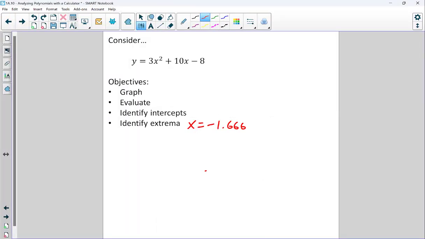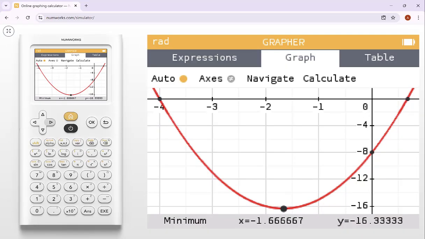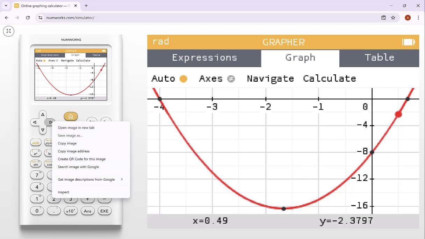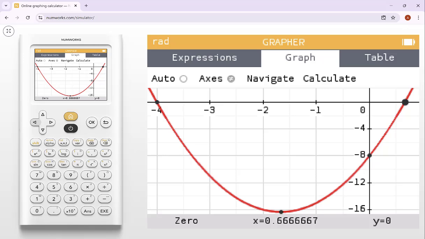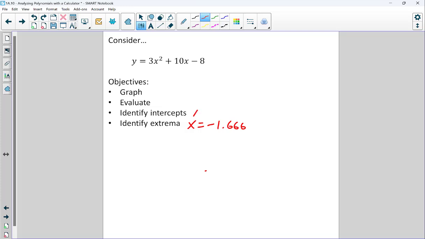We also need to identify intercepts. The intercepts are the values that are also highlighted on the graph. Notice if I go up here to the left, it looks like the intercept's at -4, but I just want to confirm. If I highlight it, it'll say 0. An x-intercept is also called a 0. Notice the y value is 0. The x value is -4. So I have an x-intercept at -4. I have another x-intercept at 0.666 repeating. So I have x-intercepts at -4 and 0.666 repeating.